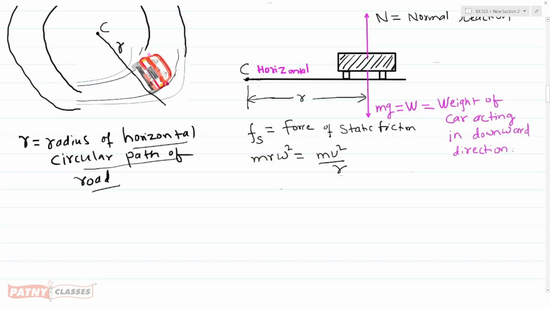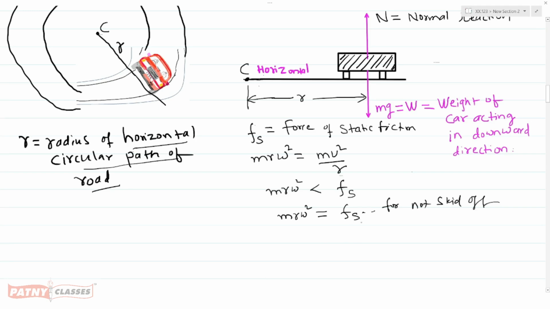When the vehicle is taking the turn, the important condition is that the centripetal force, m r omega square, must be less than or equal to the force of static friction. That means for the vehicle to take the turn without skidding off, the centripetal force must be balanced by the force of static friction. Then only the vehicle will not skid off. So this is the condition for the vehicle not to skid off.